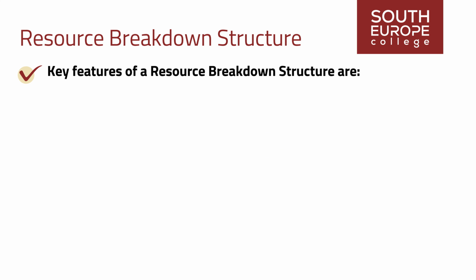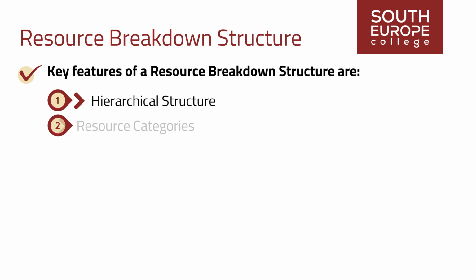Key features of a resource breakdown structure are: 1. Hierarchical structure. Like the work breakdown structure, the resource breakdown structure is organized hierarchically. It breaks down the project into smaller, manageable components, with each level representing a more detailed breakdown of resources.